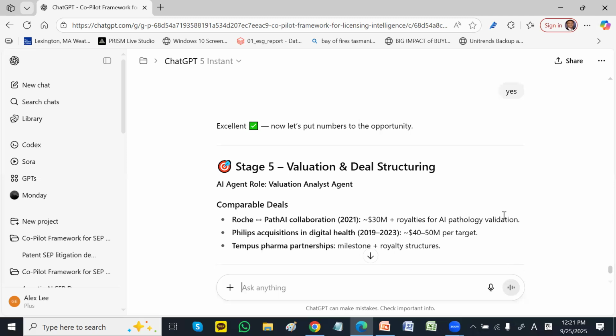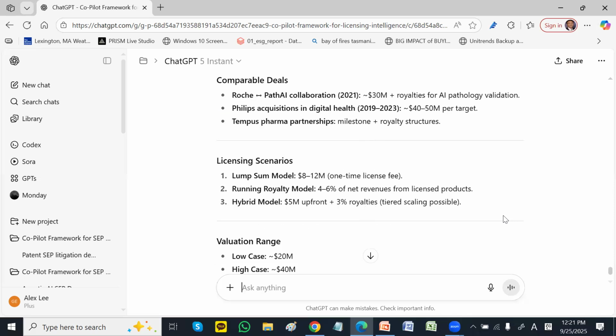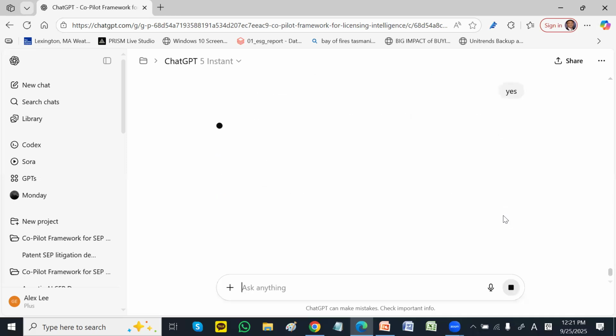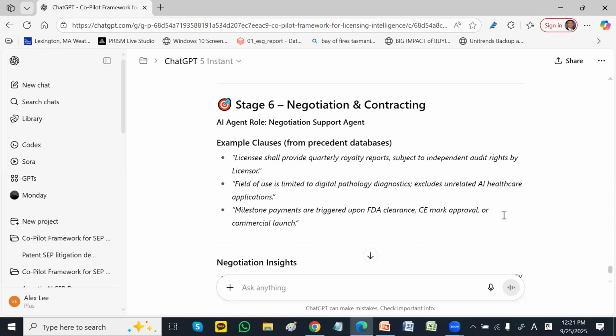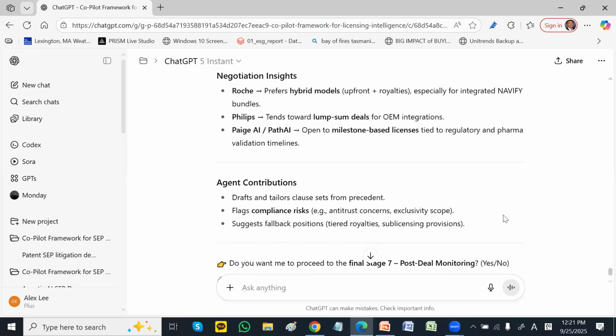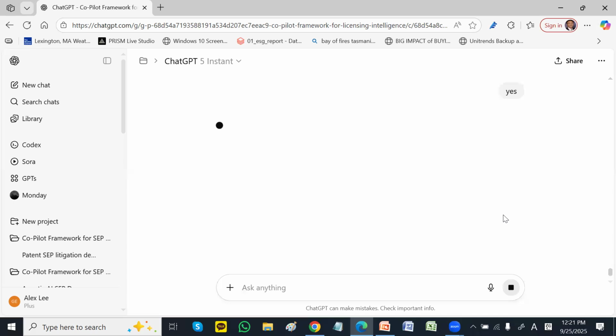And then it also gives you valuation and deal structuring and licensing scenarios and valuation range, right? And then also the negotiation. It'll give you this kind of insight. And then they even provide guidance about the post-deal monitoring.